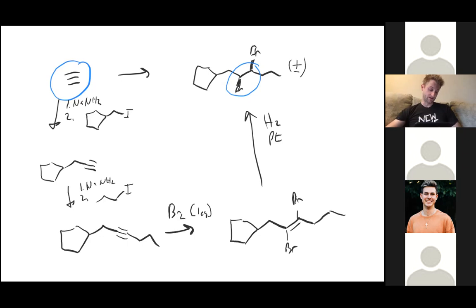Another option is you could add in H2 and Lindlar's before you brominate, and then add in Br2, and that would give you the same product. But both of these pathways would work. And often for these synthesis problems, there are two ways to do them.